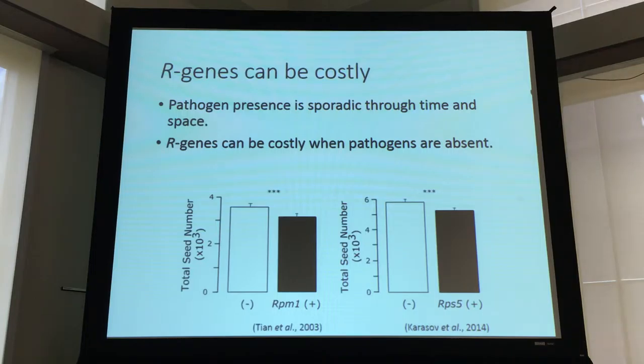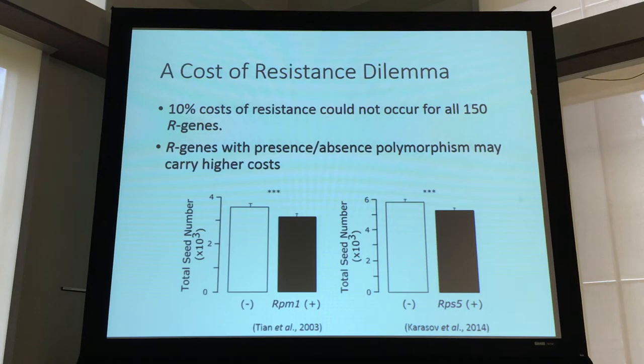And this has been tested in the field essentially by the creation of these two transgenic allelic series, where essentially the only difference between these lines and these two different comparisons is the presence or absence of the R gene. And so when these plants are grown in the field in the absence of the pathogen that they would detect, you see a cost on the order of 10%. And that's a huge cost, right? It actually immediately poses a problem, because there are 150 R genes in Arabidopsis, and they just could not all have a 10% fitness cost of resistance. Not even many of them would have a cost of that level. The plant would just be so vanishingly small as to not exist.